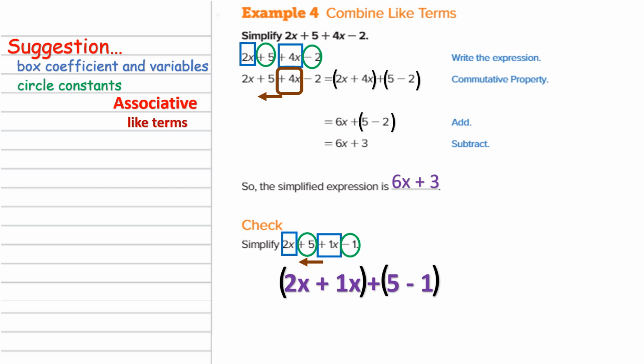When I have the same variable, I can add my coefficients. 2 plus 1 is 3. I keep my variable of x. I'm going to keep my addition, and then I'm going to have 5 minus 1, and 5 minus 1 is 4. My simplified expression is 3x plus 4.